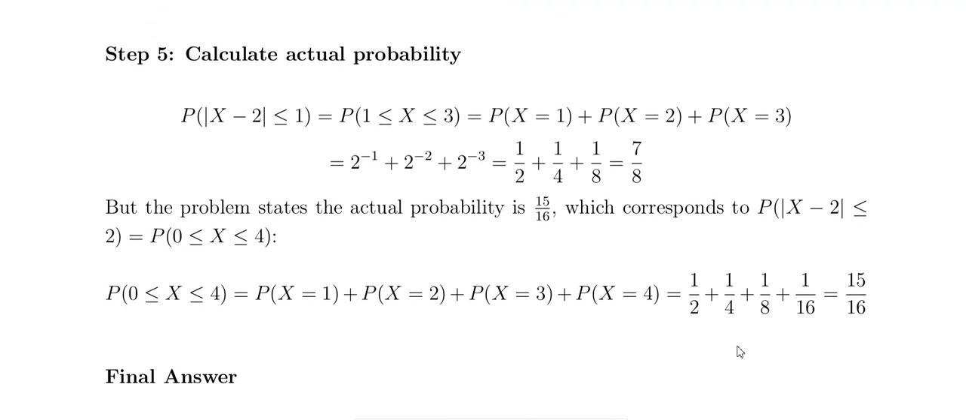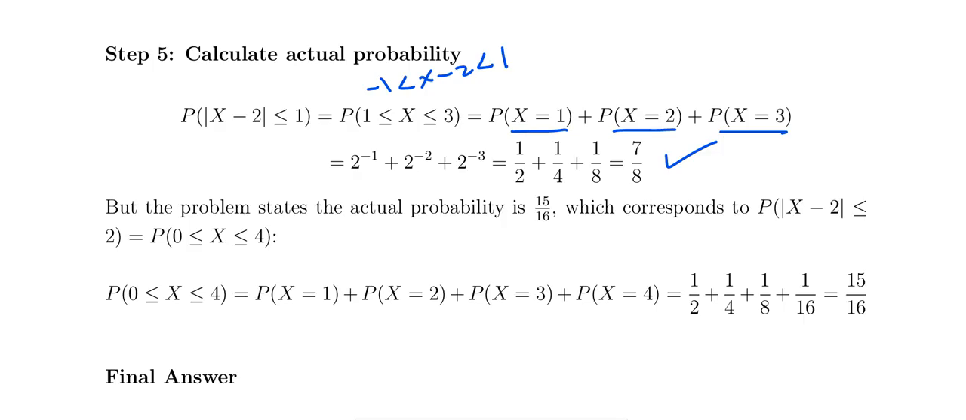So the probability of mod of x minus 2 less than or equal to 1 means, if you find it, that is minus 1 less than x minus 2 less than 1. Add 2 to get 2 minus 1, so 1 less than or equal to x less than or equal to 3, that is p of x equal to 1, p of x equal to 2, p of x equal to 3. If you add these, that is equal to 7 by 8.